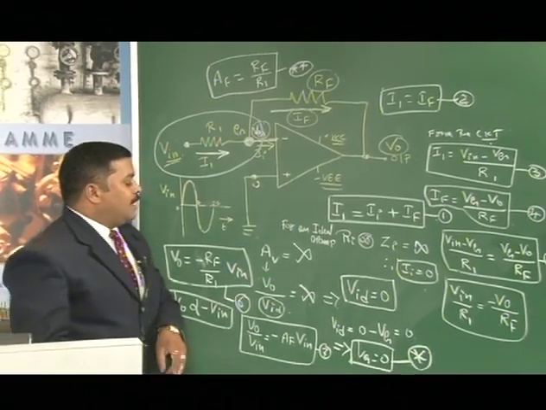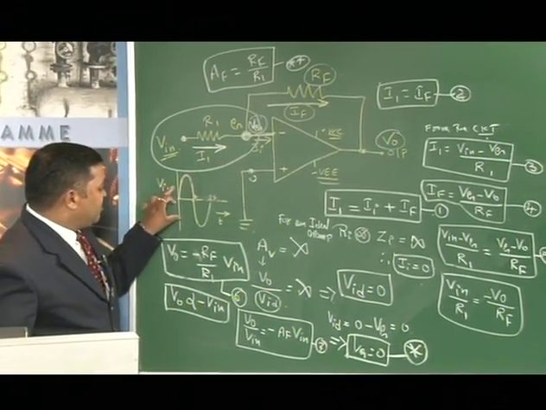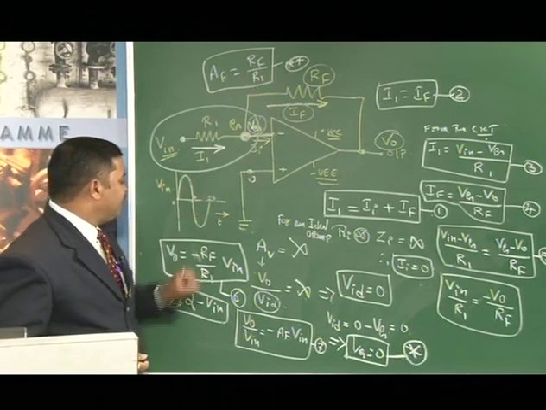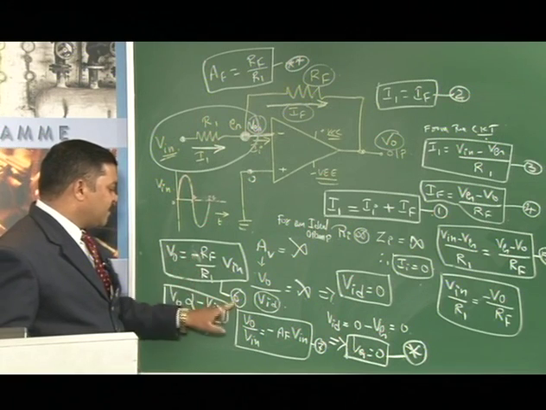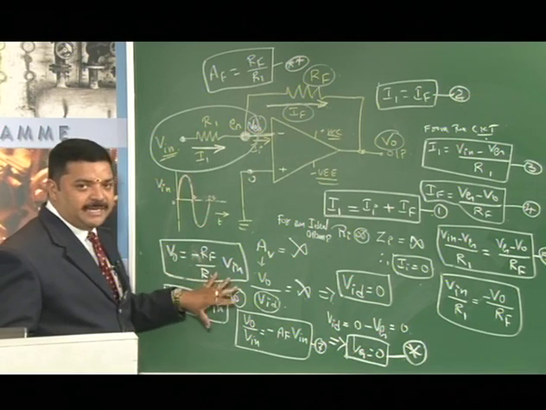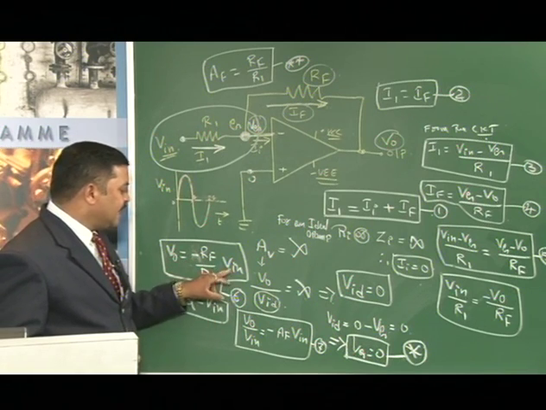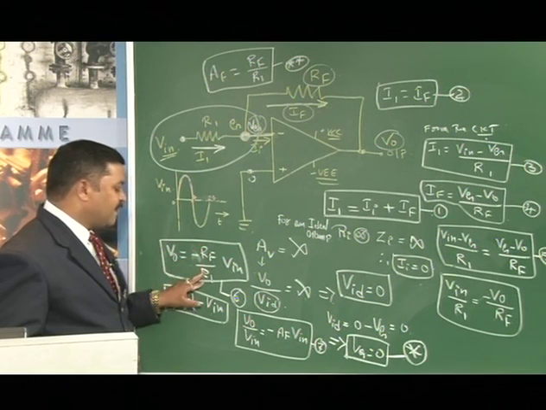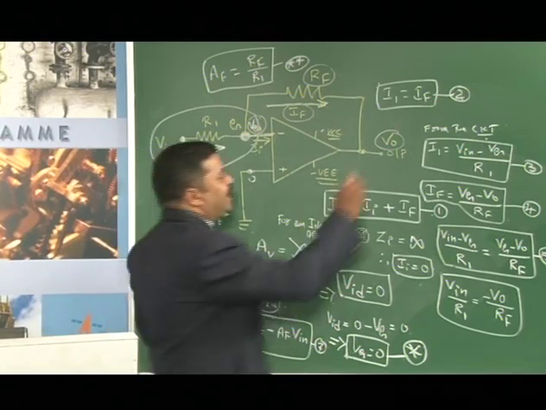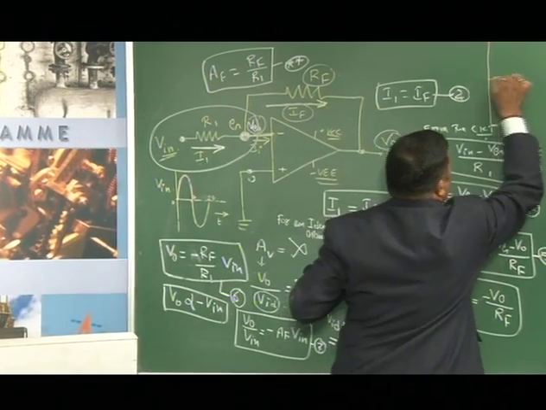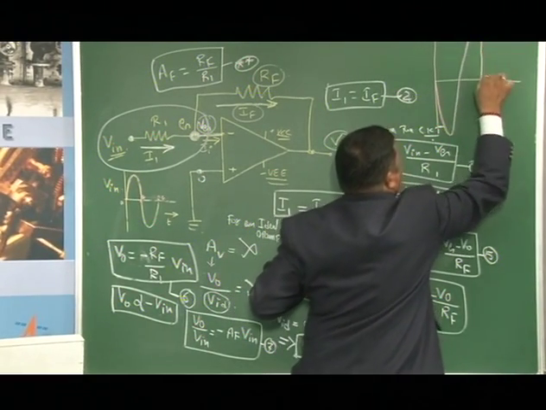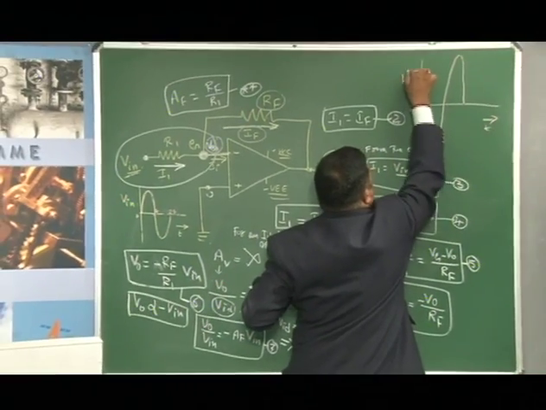Here we apply the input signal, which gets multiplied by the gain AF, given by Rf by R1 with a negative sign. Equation 6 tells me that there is a negative sign, so the output gets inverted, and it gets multiplied by Rf by R1. That shows that the amplified signal is obtained. That is the reason why I wrote the waveform at the output like this. It gets inverted and amplified like this. This is the V0 waveform over time T.